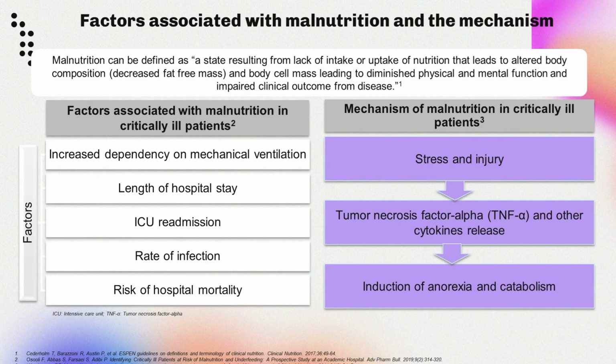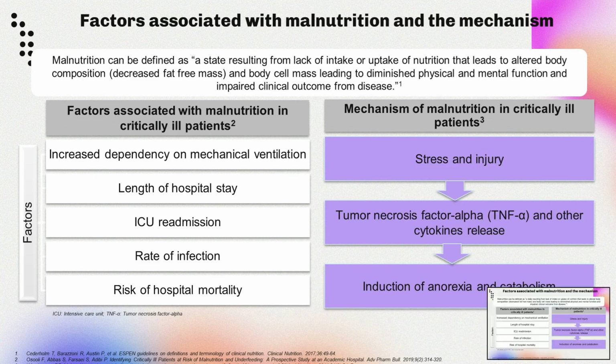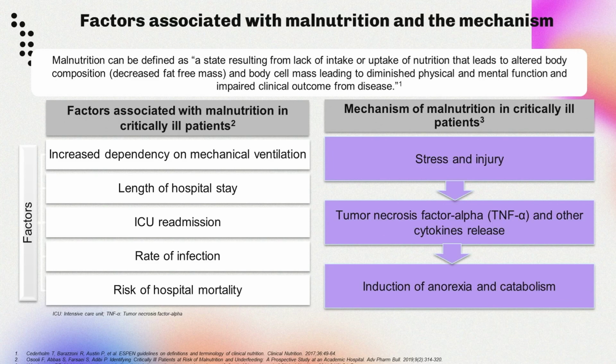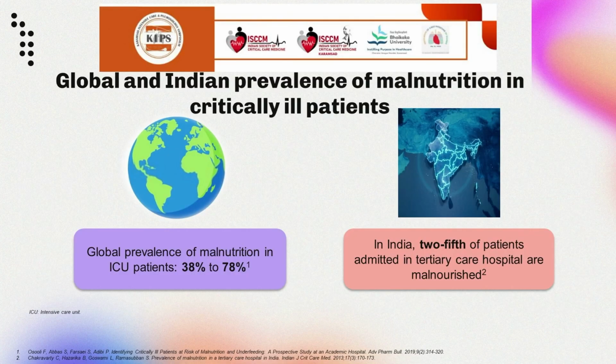Factors associated with malnutrition are increased dependency on mechanical ventilation, length of ICU stay, ICU readmission, rate of infection, and risk of hospital mortality. The mechanisms of malnutrition in critically ill patients are stress and injury, tumor necrosis factor alpha and other cytokine release, and induction of anorexia and catabolism. If we talk about the global and Indian prevalence of malnutrition in ICU patients, the global prevalence is 38 to 78%, and in India two-fifths of all critically ill patients have some level of malnutrition.